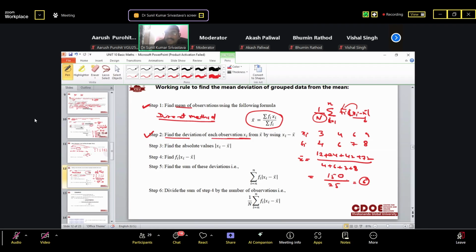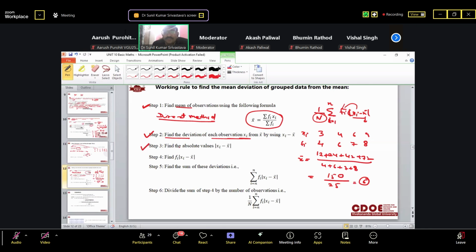So the mean is 6, and the first step is clear. Now we take the second step. We have to take the deviation from each of the values. So we take xi minus 6: 3 minus 6, 4 minus 6, 6 minus 6, and 9 minus 6.